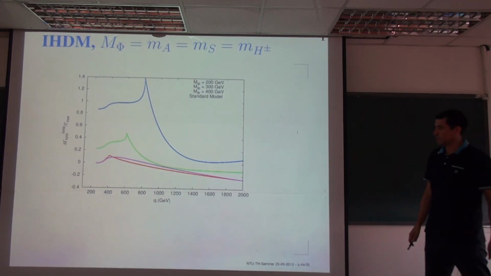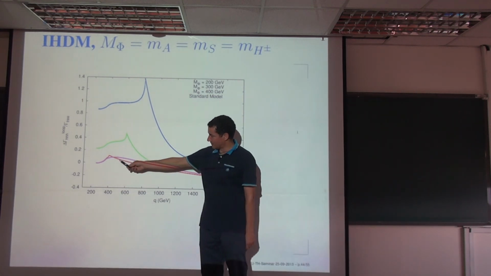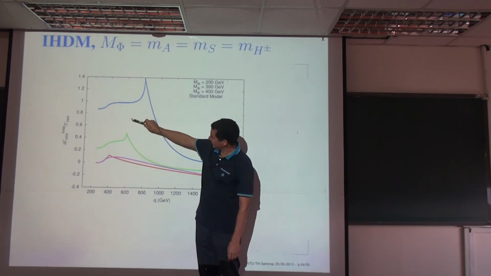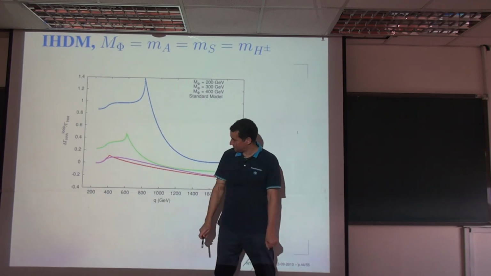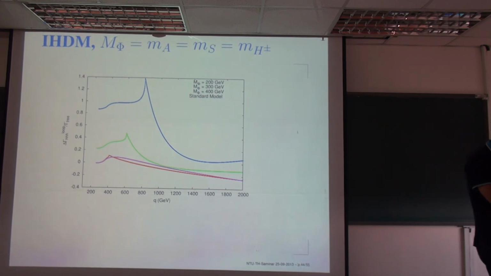But this shape of correction here, I would say that in most of the cases, you can see the corrections are positive, well dominated by positive quantity. So to be compared with the plot I showed you before, that's going to suppress the double Higgs production at the LHC.